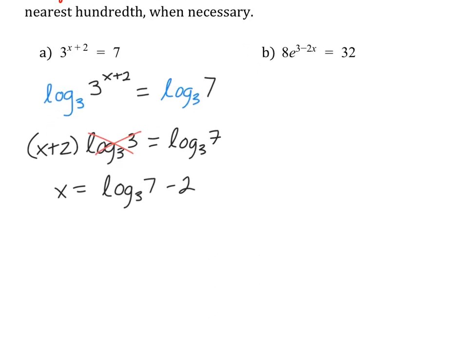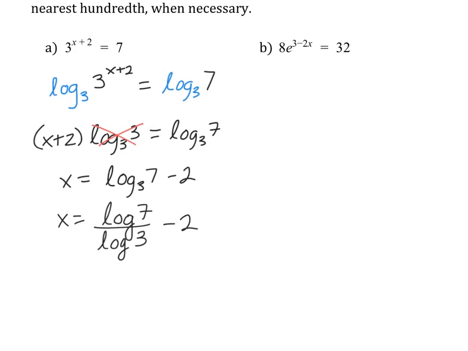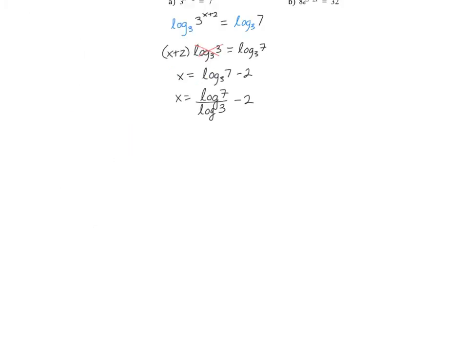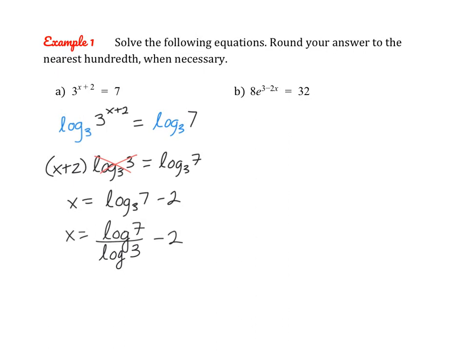Now at this point, maybe your calculator can compute something like this. If it can't, we can use that really simple change of base formula and rewrite it with a common log, and then this is what we will plug into our calculator. And here you should get approximately negative 0.23 if you round it correctly.